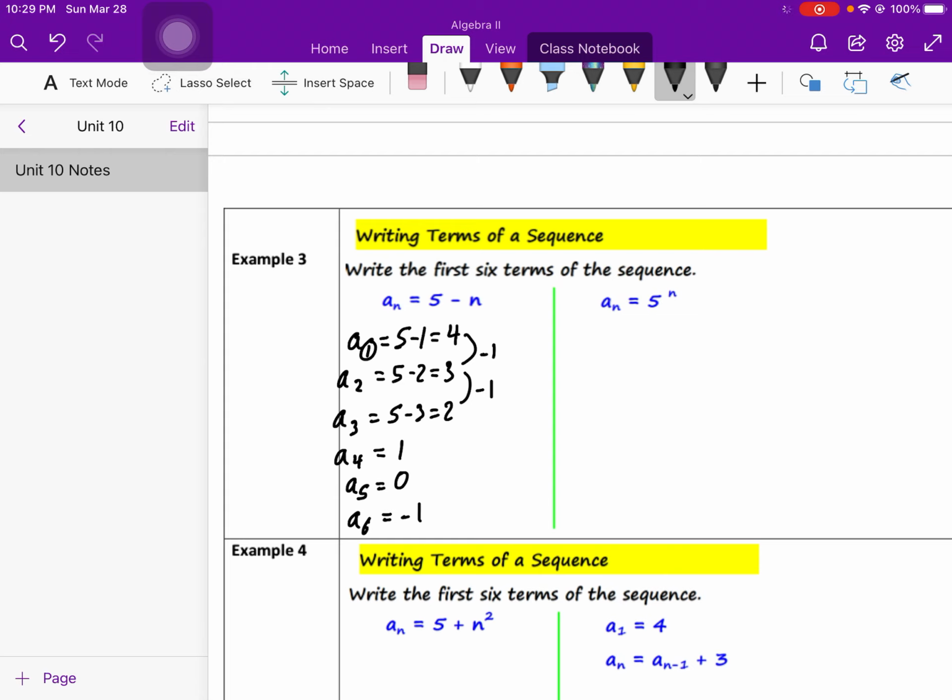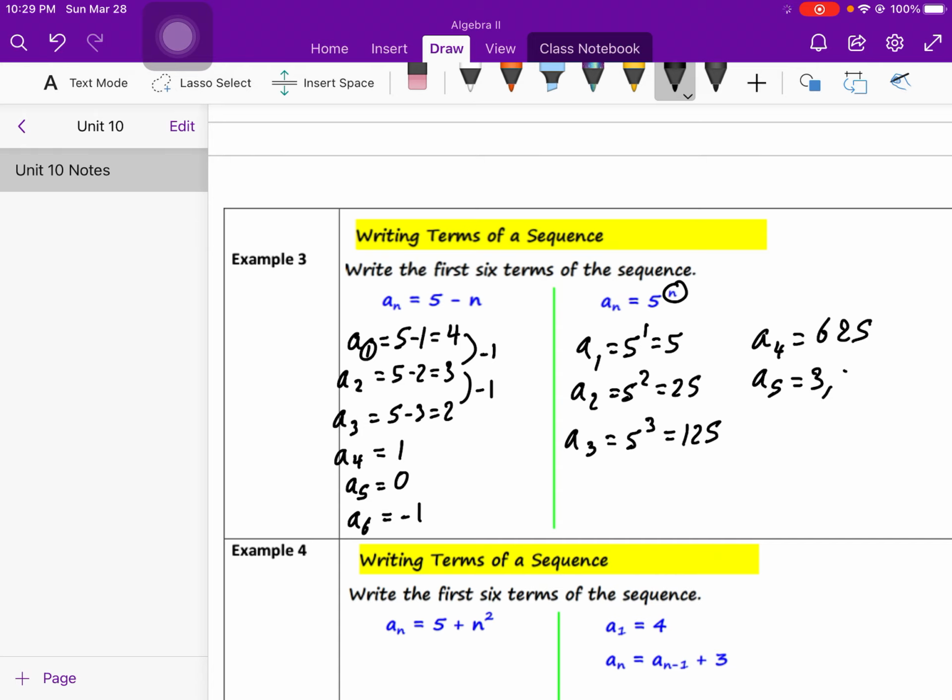Continuing on to the other side, this one, now notice n is in the exponent. So a of 1 is going to be 5 to the first, which is just 5. A of 2 is 5 squared, which is 25, and we're just plugging in the number. A of 3 is 5 cubed, so that's 125. And you kind of get the pattern, so I'm just going to write the numbers down. Then we would get 625. A of 5 would be 3,125. Then a of 6 would be 15,625.